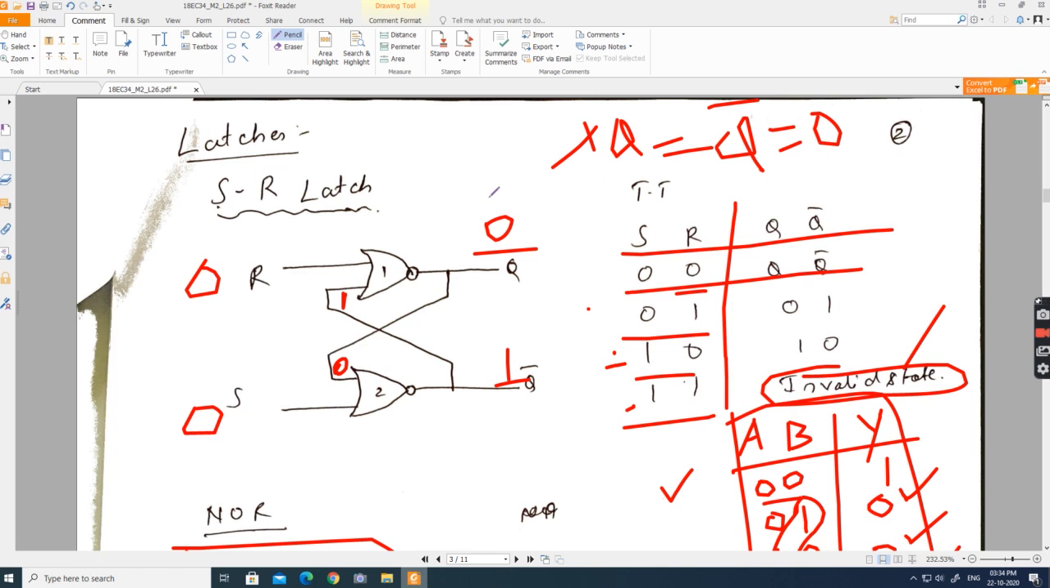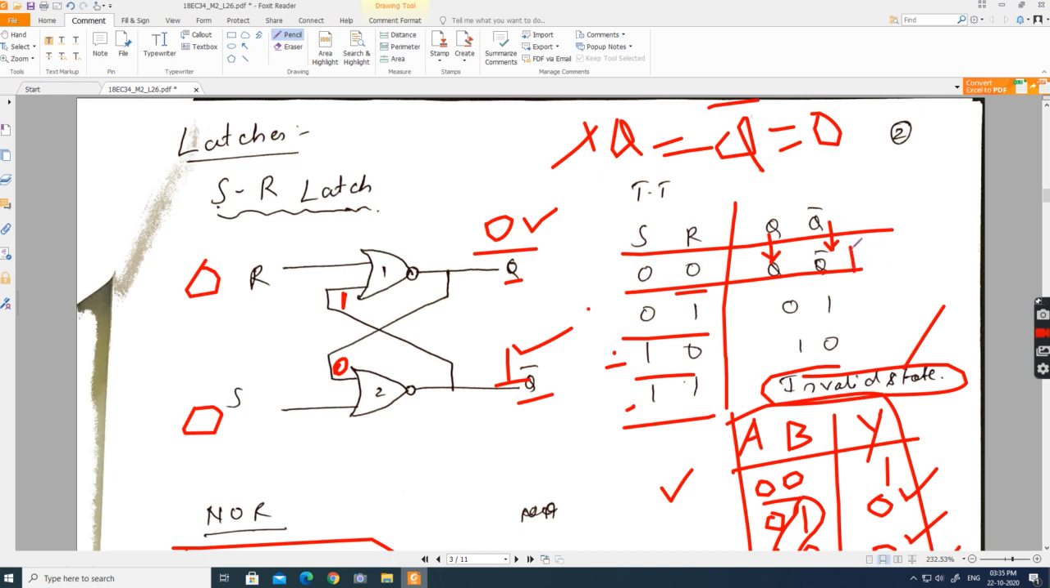What did I assume earlier? The previous outputs I assumed to be 0 and 1. Now when I give the input as 0 0, the output is again what? 0 1 only. Getting this? The output is again 0 1 only. So what is retained? The state is retained. Here I wrote Q, and for Q bar I wrote Q bar. So whenever the input is 0 0, it will retain the previous state.